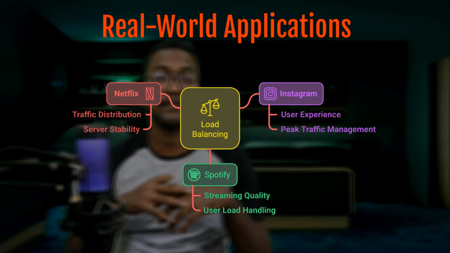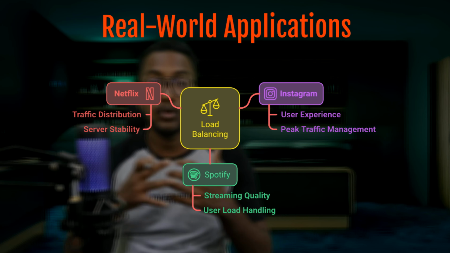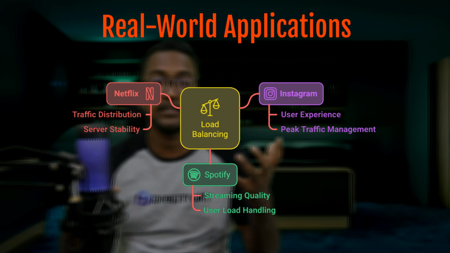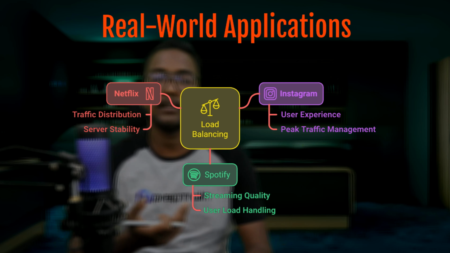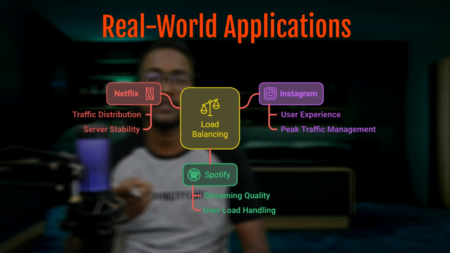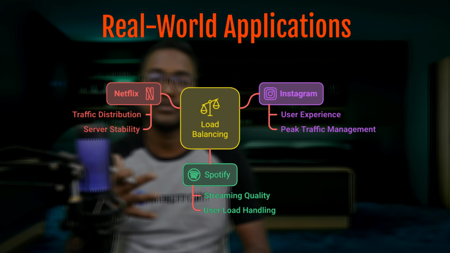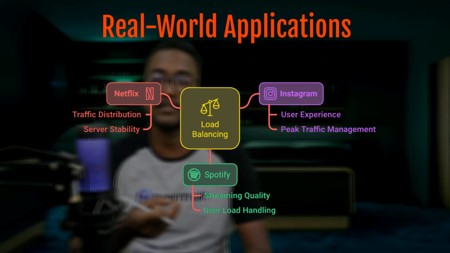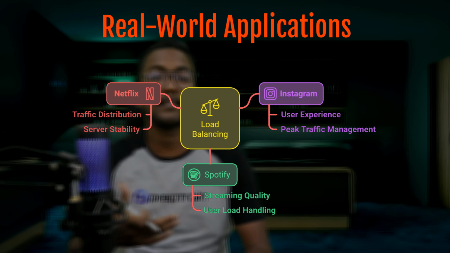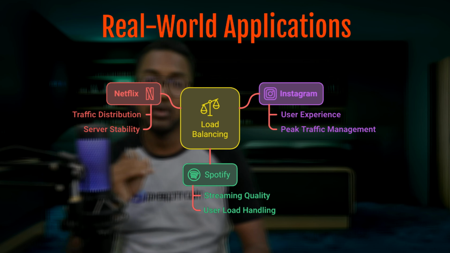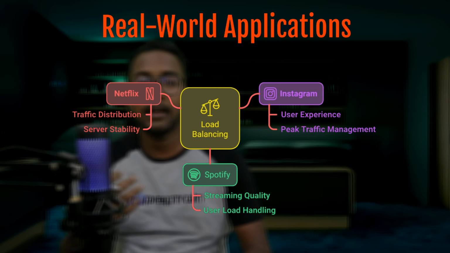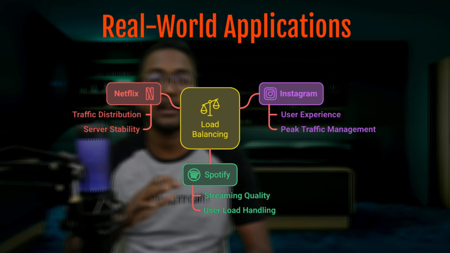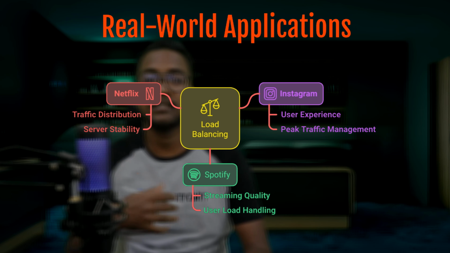For instance, Netflix relies heavily on load balancing to manage massive traffic spikes. Think about what would happen when a new season of a popular show like, let's say, Stranger Things or Lucifer is just released. Millions of users around the world simultaneously access Netflix to stream their favorite episodes, and without proper load balancing, this could easily overwhelm Netflix servers and cause them to crash.